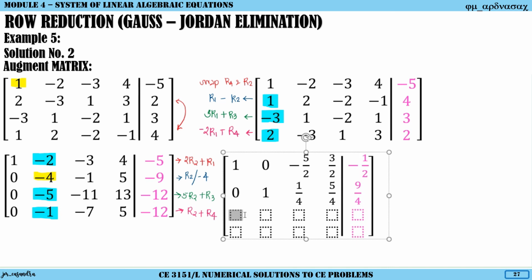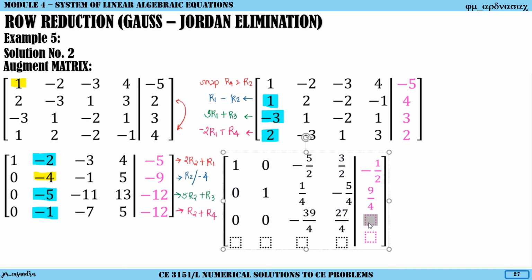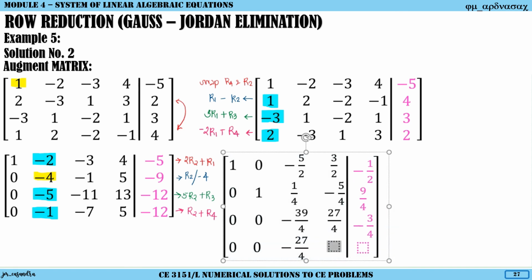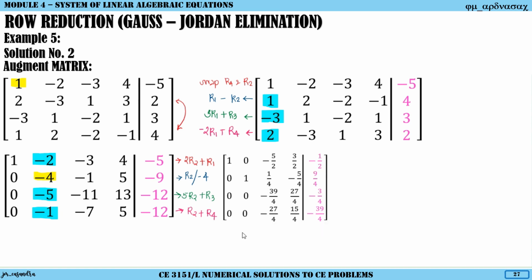And then for the third row, we have 0, 0, negative 39 over 4. It's 27 over 4. Take note, this should be negative. So next, we have negative 3 over 4. And then for the fourth row, that is now 0, 0, negative 27 over 4. Then that's 15 over 4. And lastly, we have negative 39 over 4. Okay, so we have reduced our second column. Next is we reduce our third column.